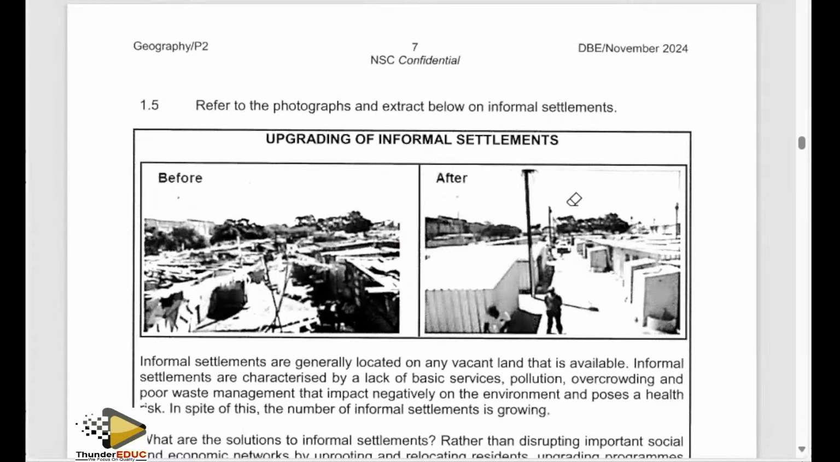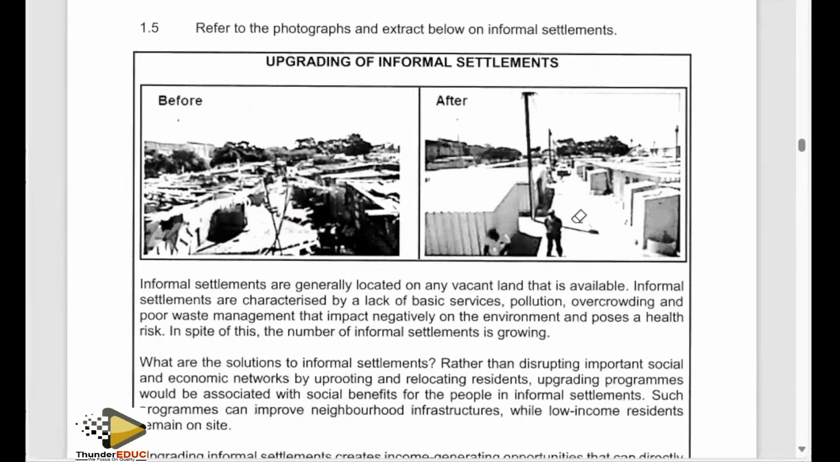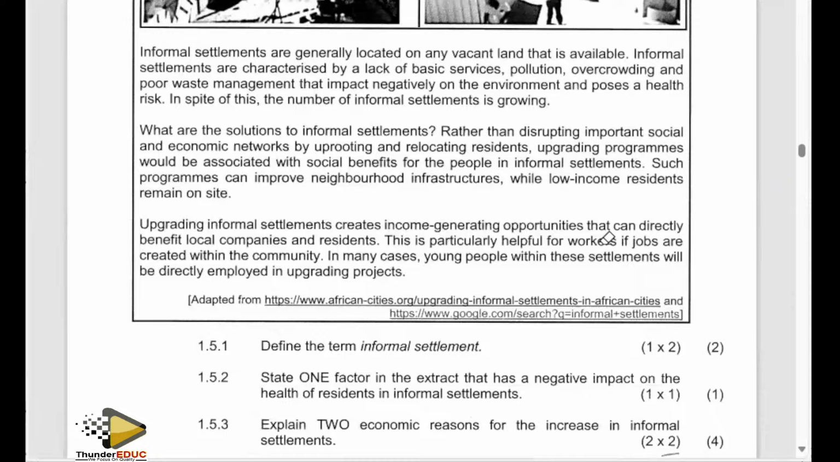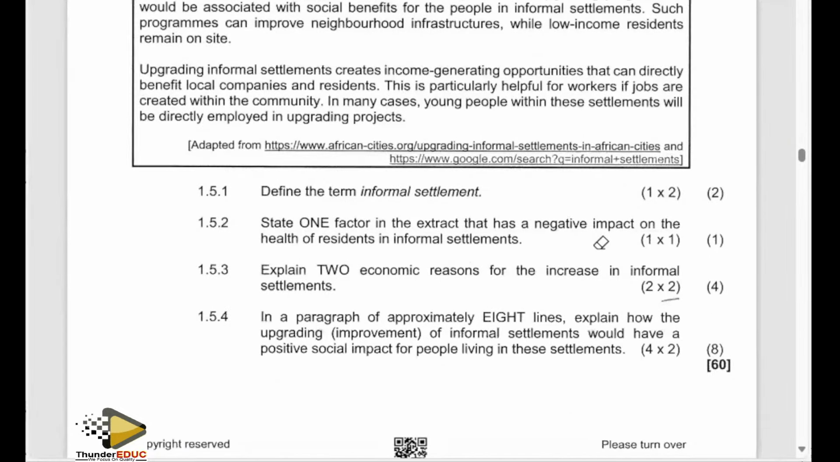Right, we move on to the next question, which is question number 1.5. It's talking about upgrading of informal settlements. It's a before and after comparison of informal settlements which have been upgraded. Right, there is the text. Define the term informal settlement. This is a geographical concept.